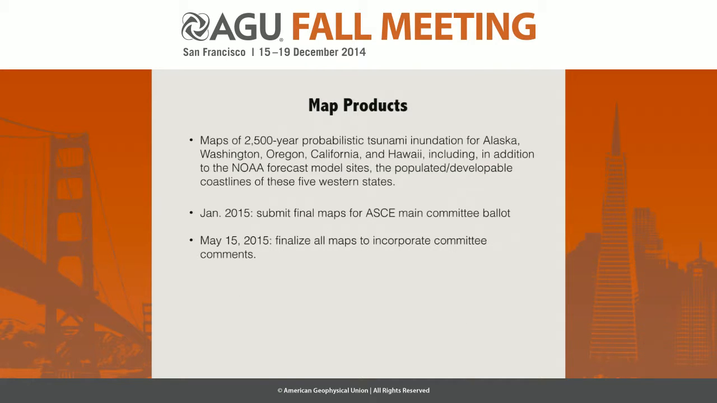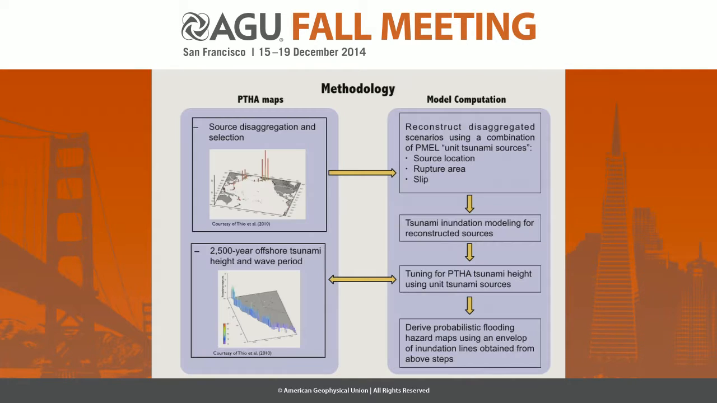So we'll be producing the maps of the tsunami design zone for the 5 states. The coverage will be every part of the coastline for the 5 states. And within a month, we'll be submitting the maps for the ASCE main committee balloting, and by May of 2015, we'll finalize all maps to incorporate all the comments.